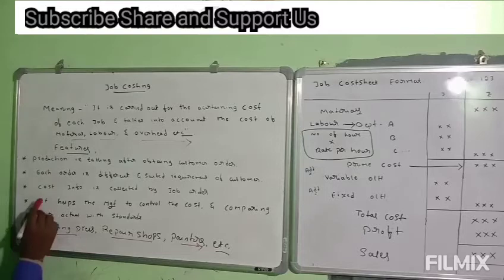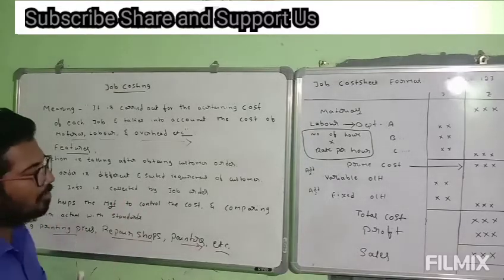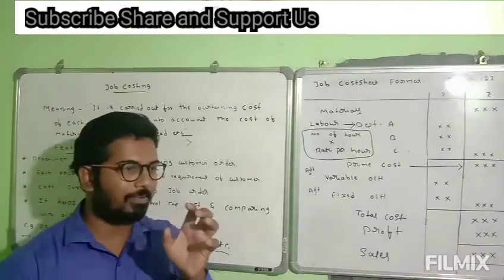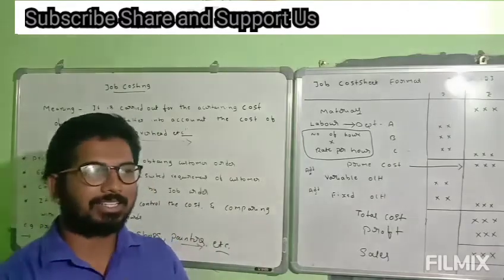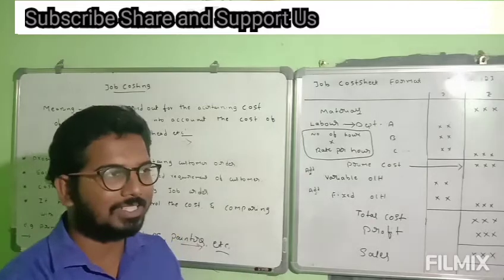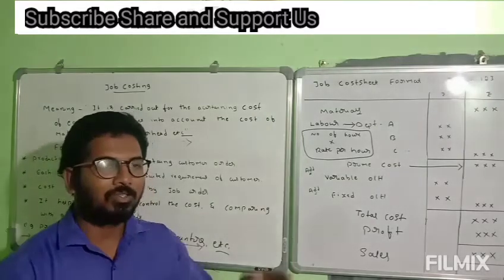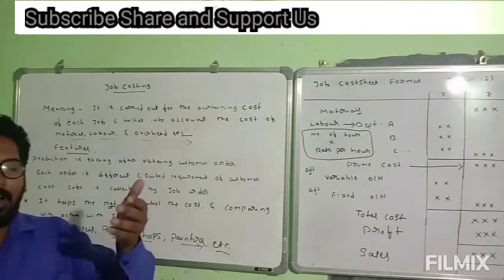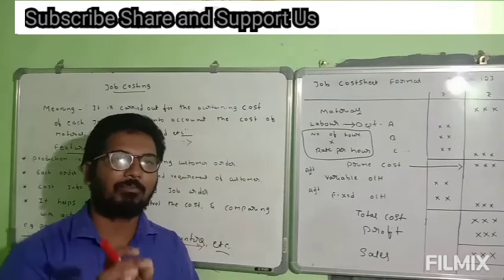Then you can see the cost information is collected by job order. I told you, for example, for each and every order they maintain a separate job cost sheet. What are the activities performed for the particular order? It clearly showcases all the costs incurred together for a particular job.